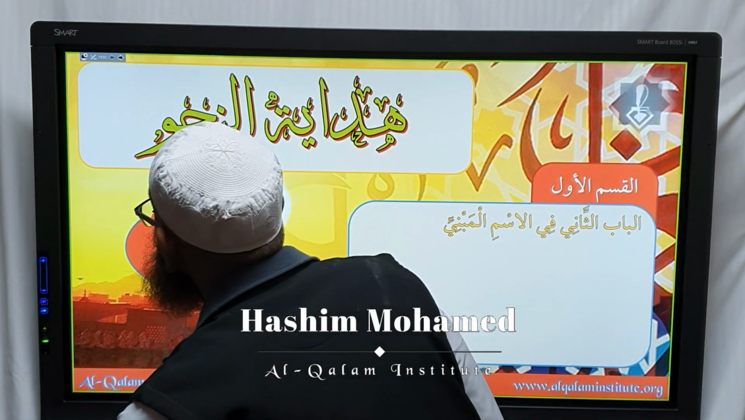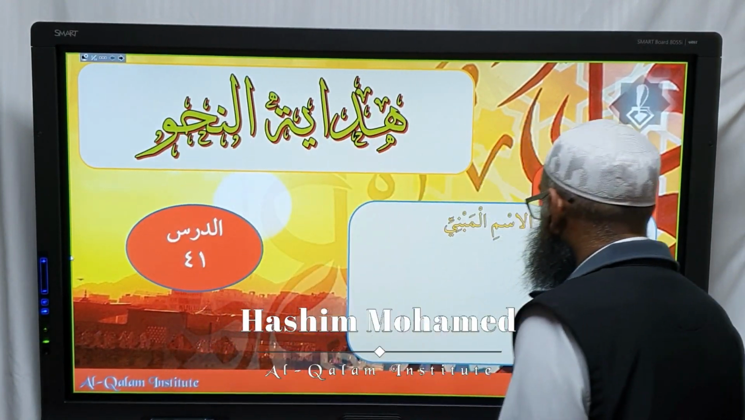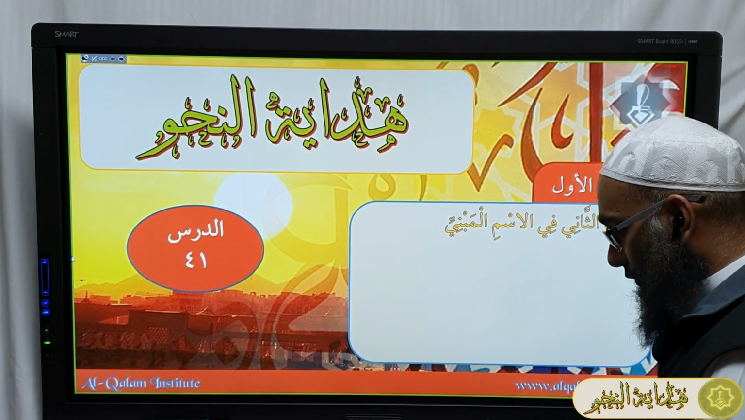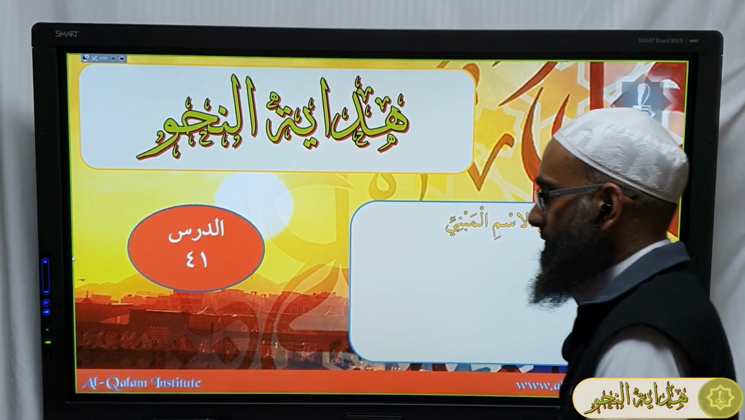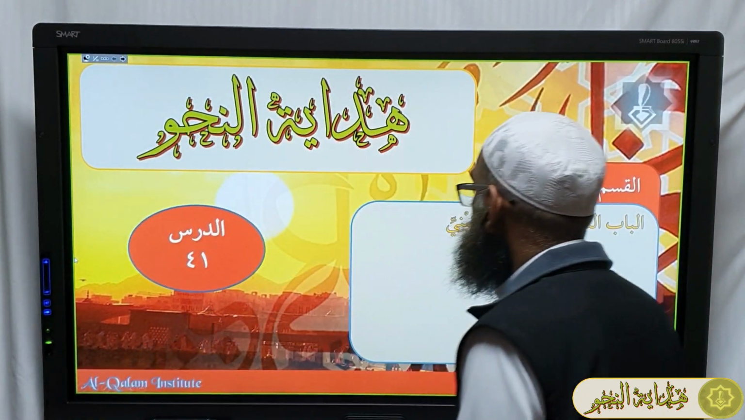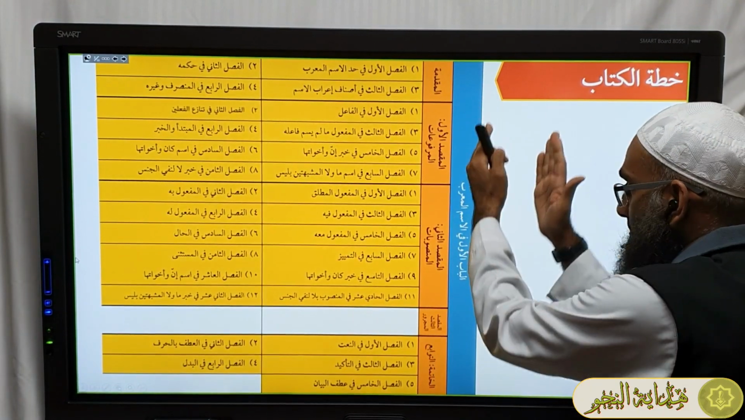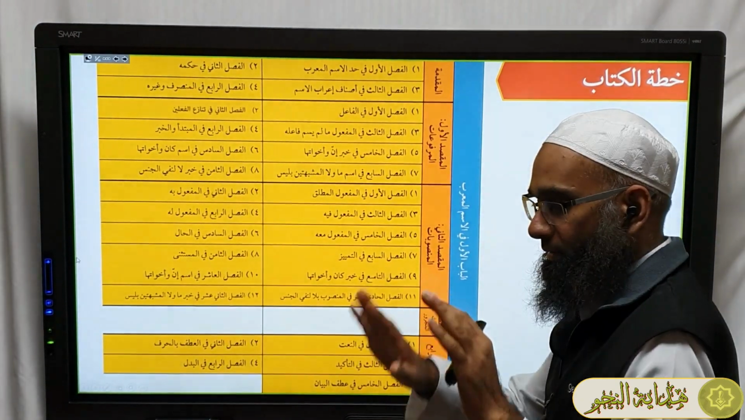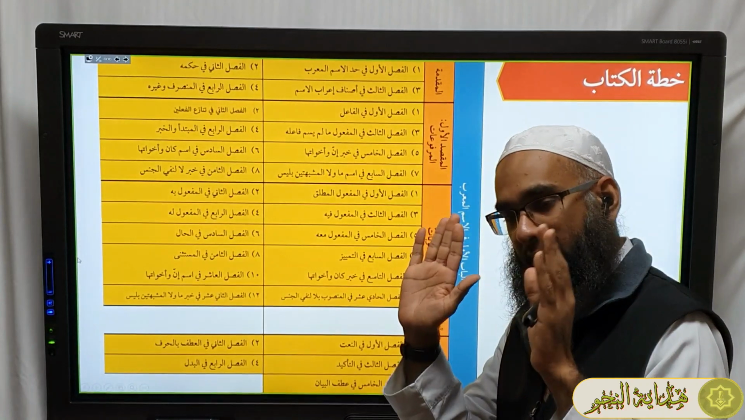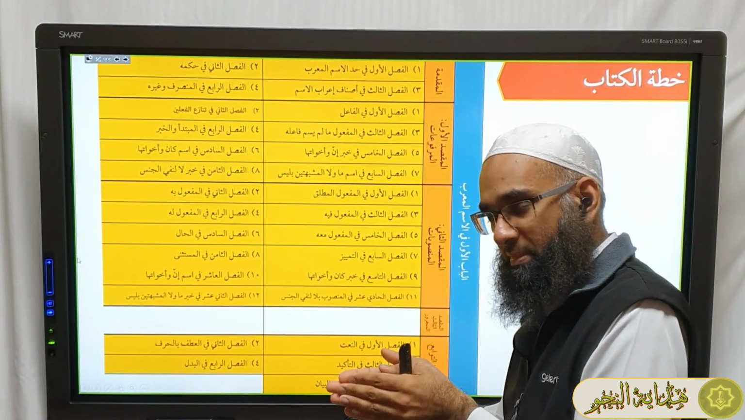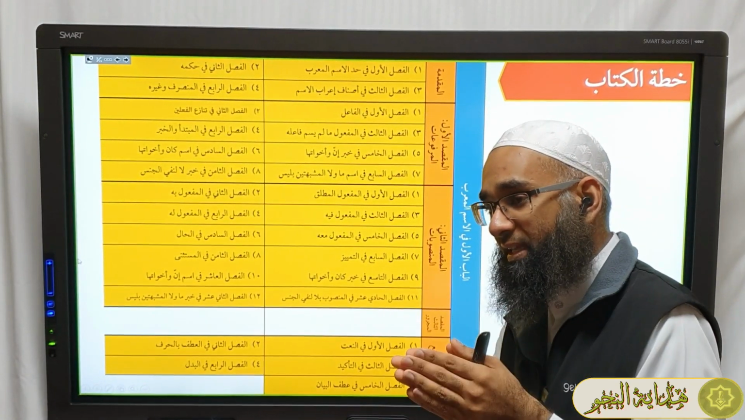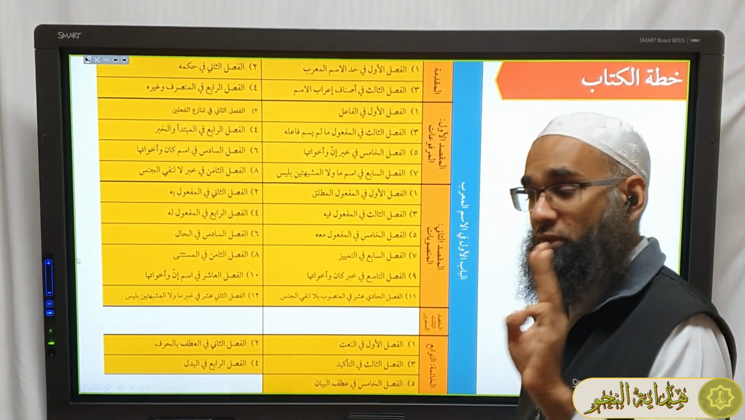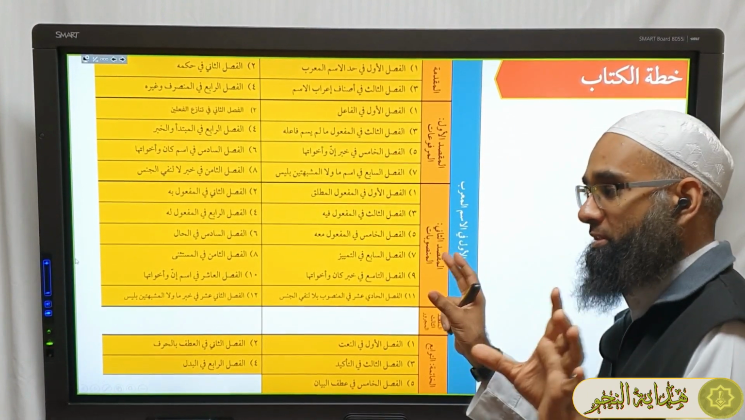Inshallah, today we'll be discussing, I'll be starting the second bab. So if you recall, we said this was the first bab. So the book is split into three categories. القسم الأول في الاسم, القسم الثاني في الفعل, and القسم الثالث في الحرف. So there are three qisms, three main sections.